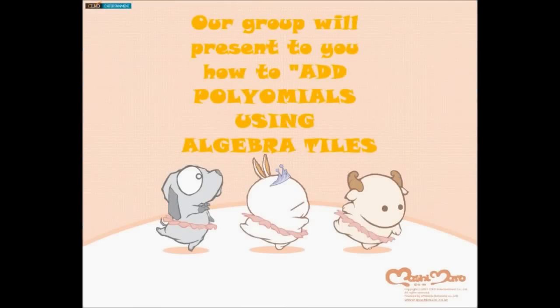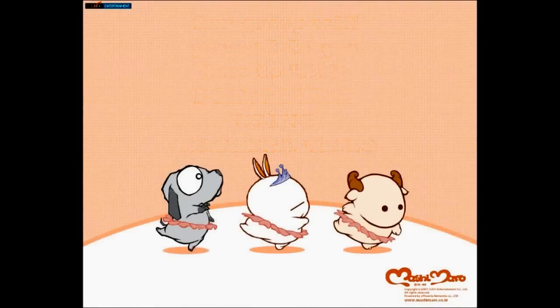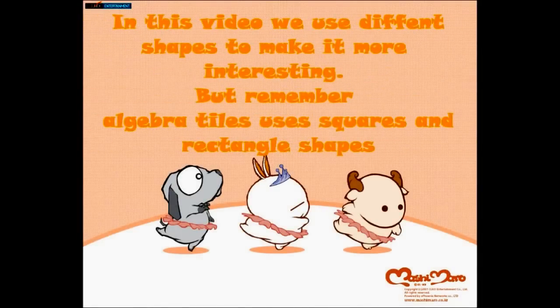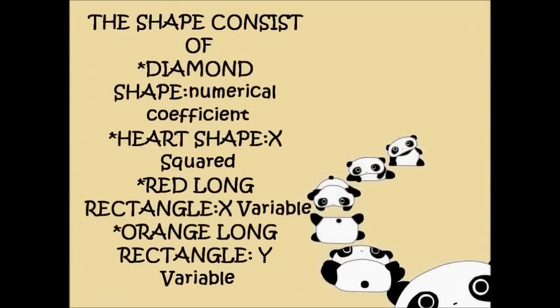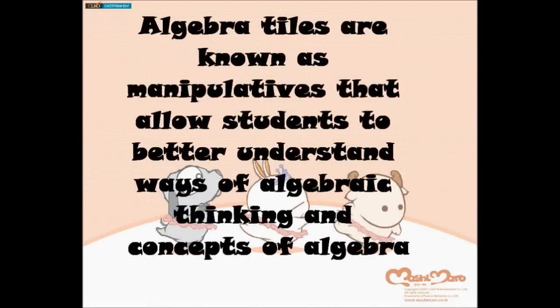Our group will present to you how to add polynomials using Algebra Tiles. In this video, we use different shapes to make it more interesting. But remember, Algebra Tiles uses squares and rectangle shapes. The shapes consist of a diamond shape that represents the numerical coefficient, a heart shape that represents x squared, a red long rectangle that represents the x variable, and an orange long rectangle that represents the y variable. Algebra tiles are known as manipulatives that allow students to better understand ways of algebraic thinking and concepts of algebra.